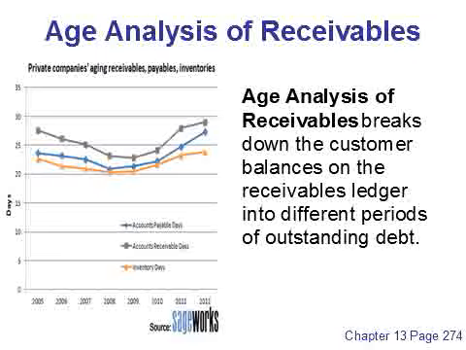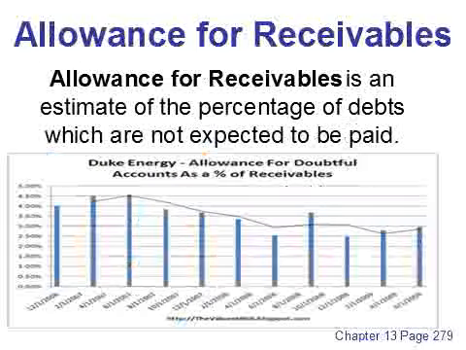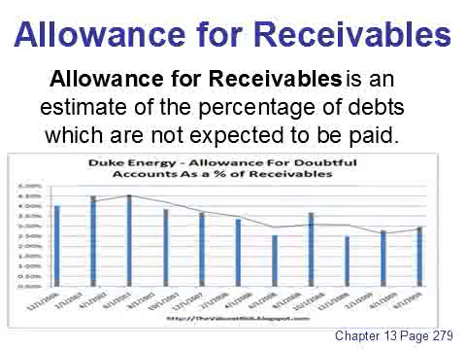Age Analysis of Receivables. Age analysis of receivables breaks down the customer balances on the receivables ledger into different periods of outstanding debt. Allowance for receivables. Allowance for receivables is an estimate of the percentage of debts which are not expected to be paid.